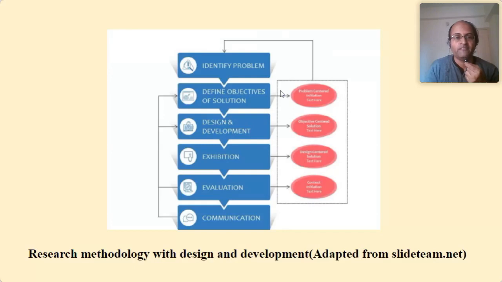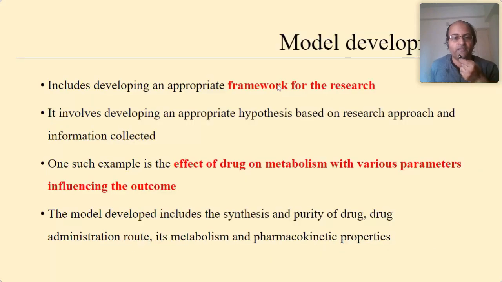Then we have the appropriate model development that needs to be done. So the framework for research is what it is. There's a clear part, as has always been mentioned. It involves that you have to develop a proper hypothesis based on the research approach and information collected. One such example, which I will elaborate here, is the effect of drug metabolism on various parameters, which influences the outcome. Like we are trying to develop a drug which can be used in humans, so we have to do human trials. But for that, we have to start from the beginning: how to synthesize the drug and how we proceed with it.